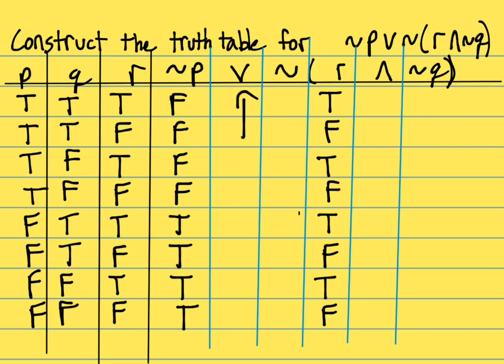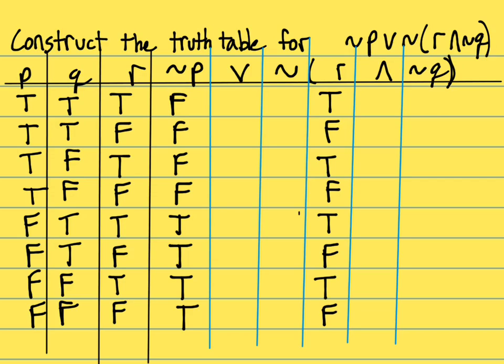We have this OR statement here, but to know that, we're going to have to know the whole thing over here, this whole negation. We can't do that right yet. Likewise, we can't do the negation until we know the stuff in parentheses. To do the stuff in parentheses, we have to know the AND, but we can't do that yet because we need to know negation Q. So that's where we're at. We're focusing on negation Q.